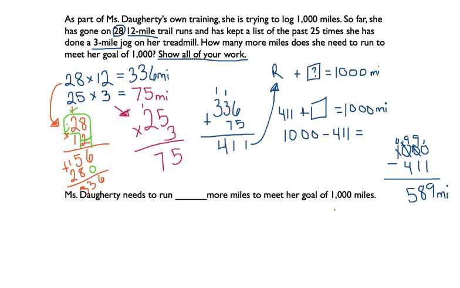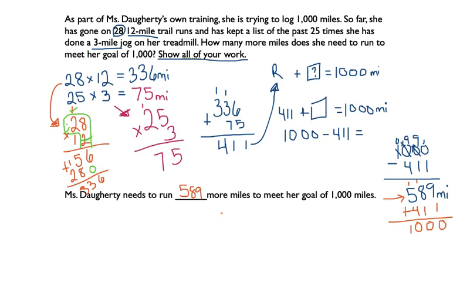589 miles, I can double check by adding it back up with my 411 she's already run, just to make sure we're checking our work on a test day. 9 plus 1 is 10. 8 plus the 2 is another 10. 4 plus 5 plus 1 more is another 10. So now I feel confident in my answer because I went back and double checked. Miss Doherty needs to run 589 more miles to reach her goal of 1,000 miles.